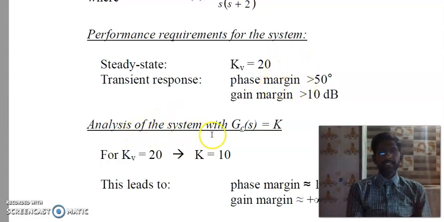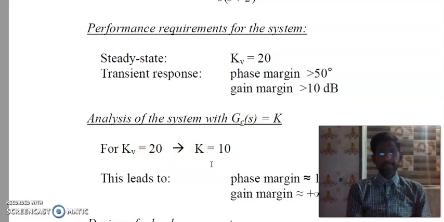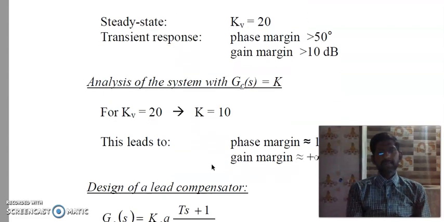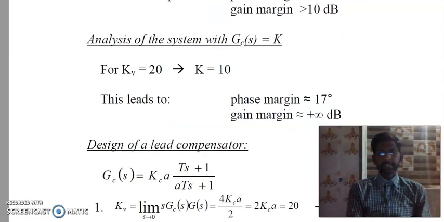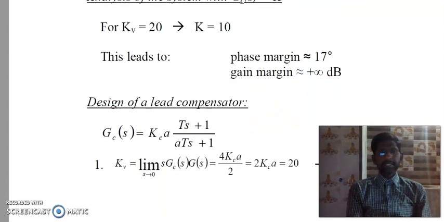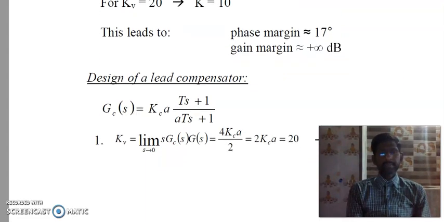The analysis of the system with Gc of S equal to K. For Kv equal to 20, K equal to 10. This leads to a phase margin of approximately 17 degrees, and the gain margin is approximately infinite dB. Design of lead compensator.